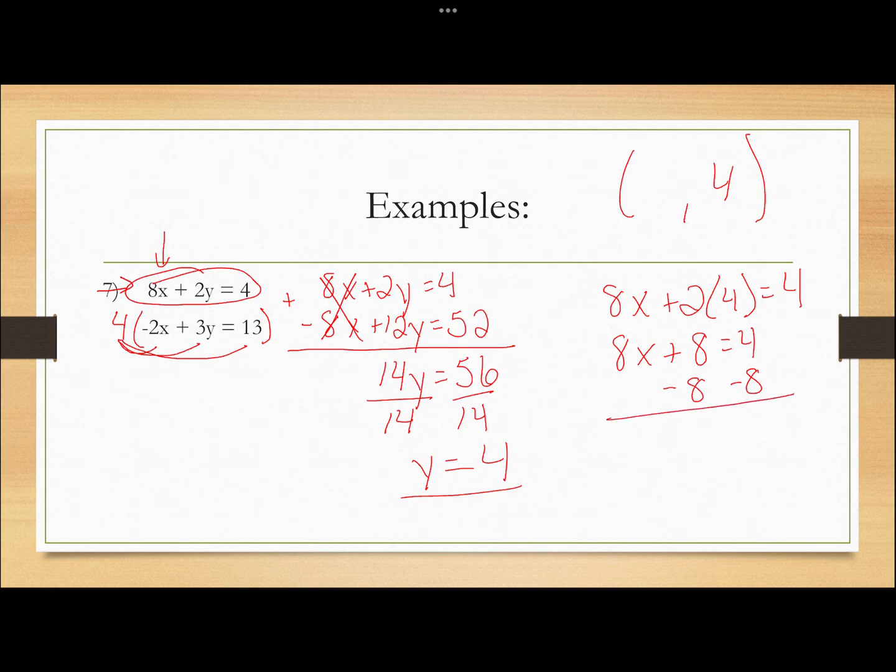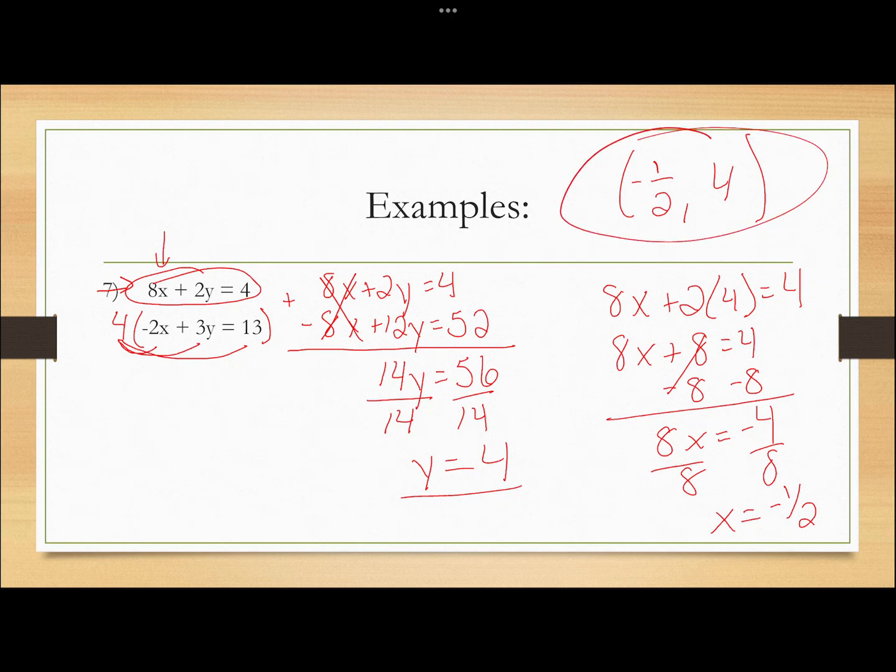Subtract the 8. 8x equals negative 4. Divide by 8. So x equals, if I reduce that, negative 1/2. So there is our answer, negative 1/2, 4. Okay, let's look at another one here. I'm going to have to erase on my screen.